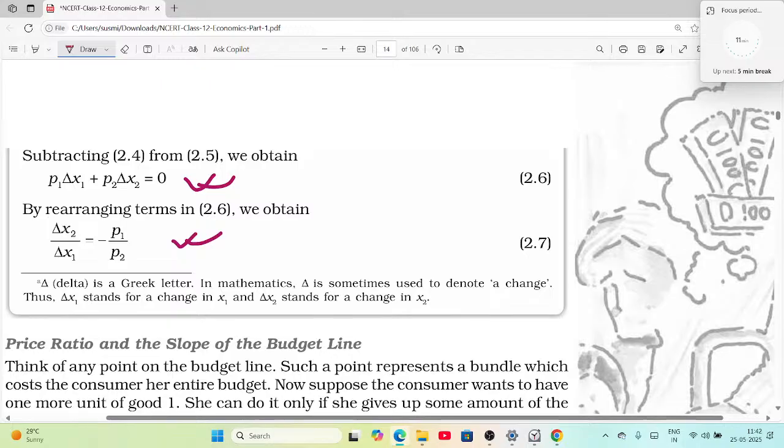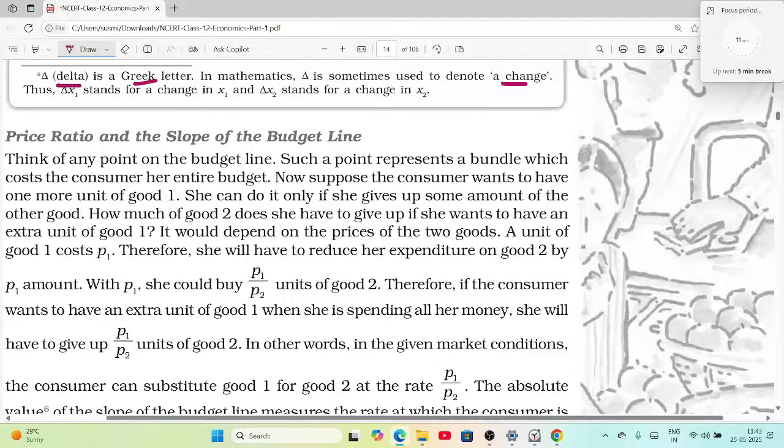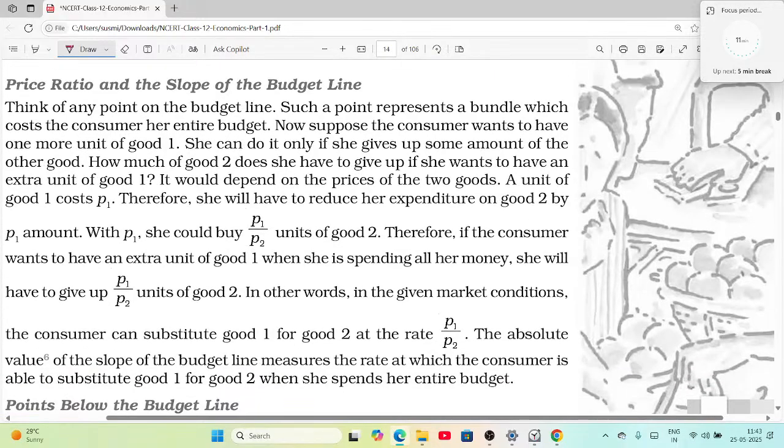Delta x2 by delta x1 equals minus p1 by p2. This one is important again. Delta is the Greek letter meaning change. This gives the relation between the price ratio and the slope of the budget line.